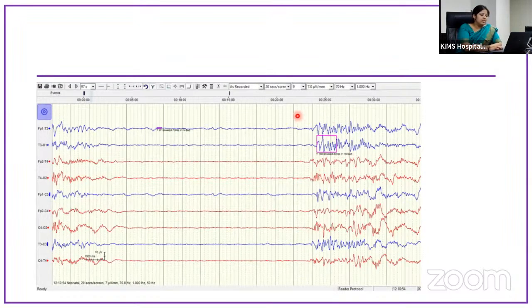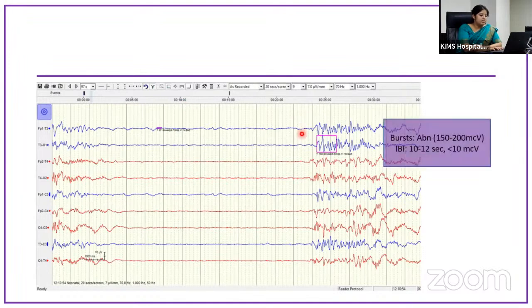For a 37-week EEG, we are seeing that the child has abnormal bursts, which are showing a 150 to 200 microvolt background. We are seeing some spikes and sharps. The interburst interval is long, 10 to 12 seconds, and the amplitude is less than 10 microvolt.